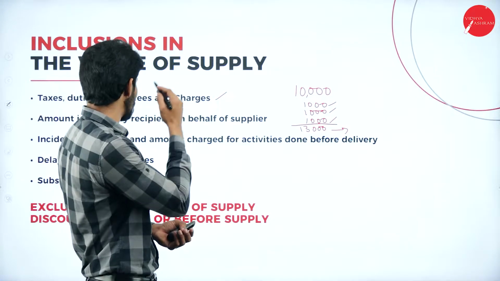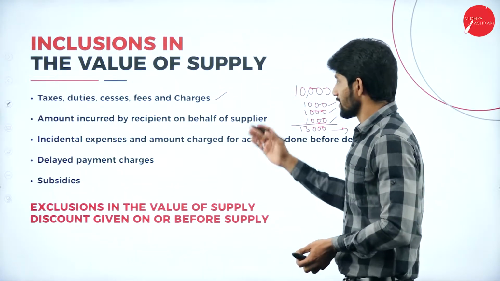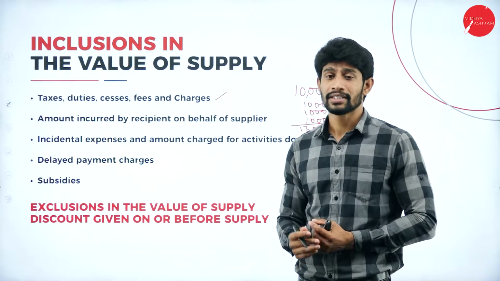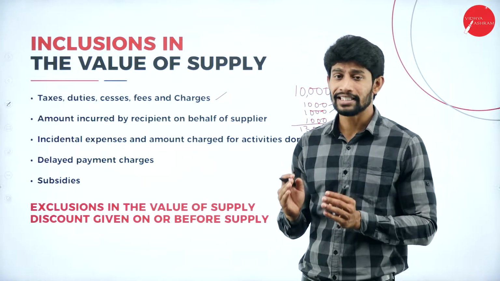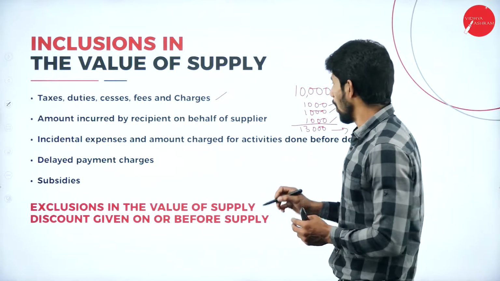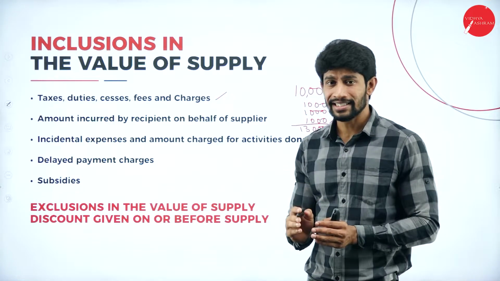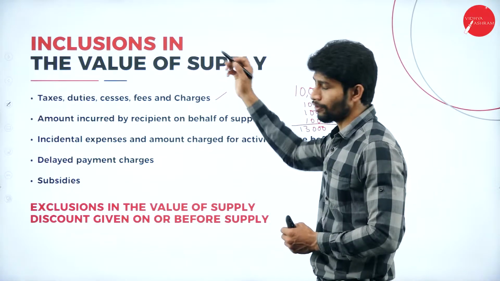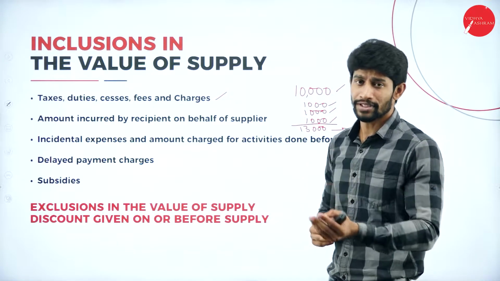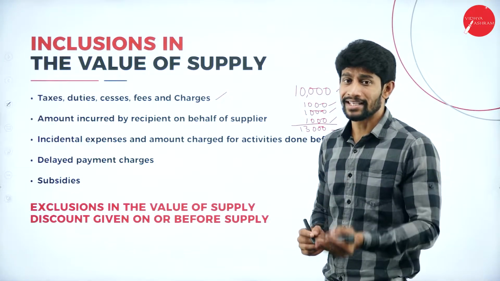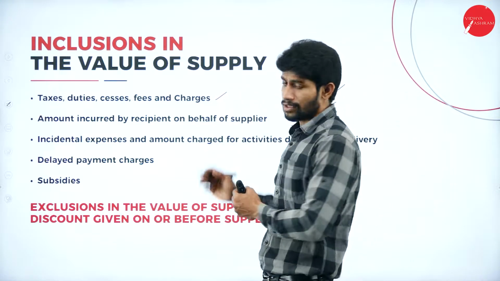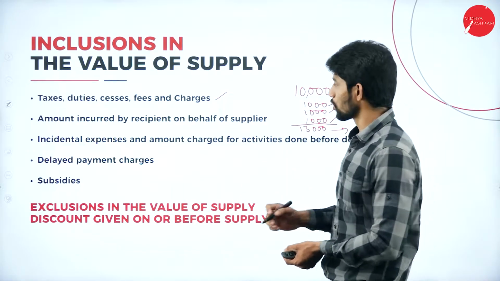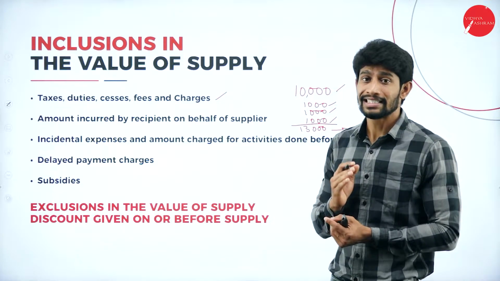So taxes, duties, cess, fees and charges. We are going to include all types of duties, taxes, cess, but except GST. If any GST is paid on the main supply, that we are not supposed to include to compute the value of taxable supply. So except GST, if any other tax is paid, say for example excise duty or customs duty, compensation cess, if any of these kinds of taxes is paid, we can include it to compute the value of supply, but except GST.